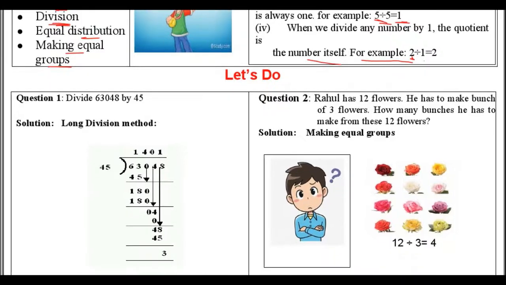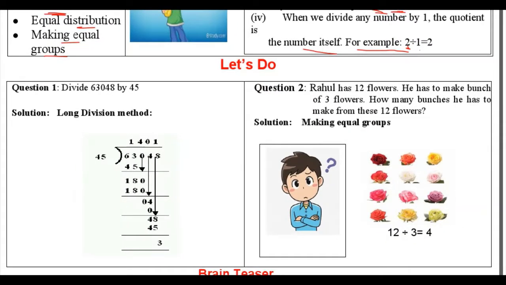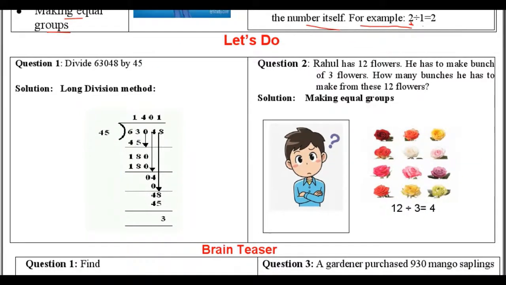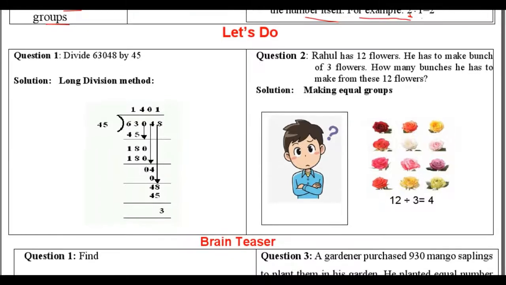Now let us solve some questions here in the let's do part. Okay. So let's see here. Question 1 is divide 63,048 by 45. Okay. So friends, over here you can see this is already done. The division is done and you can see that the solution is given.